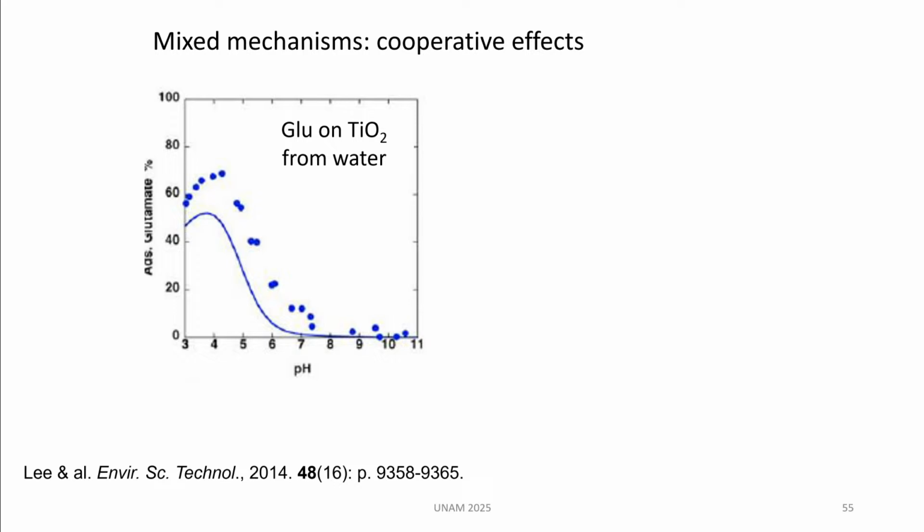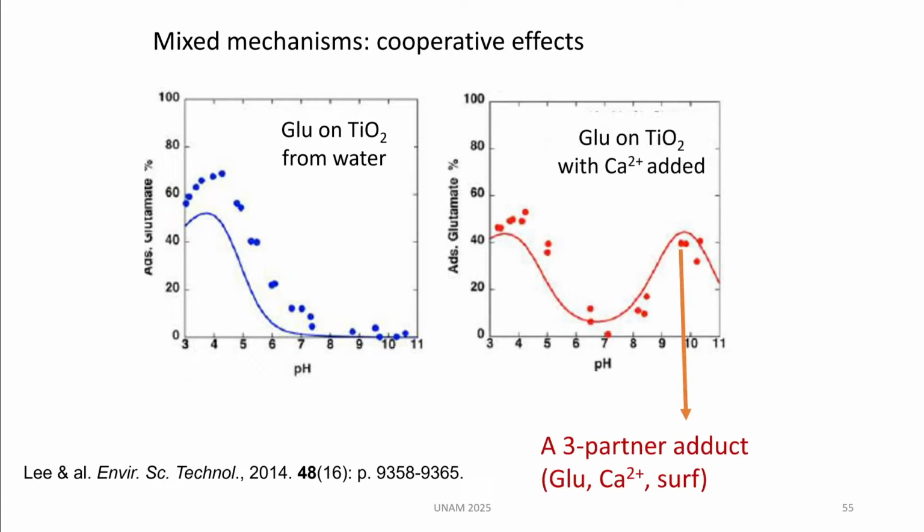So we have a positive surface, a negative molecule. They attract each other. You have electrostatic bonding. Above the PZC, both the surface and the molecule are negative. They will repel each other. And consequently, you have no adsorption. But if you add some calcium to the solution, then you get a very different shape of the adsorption data.